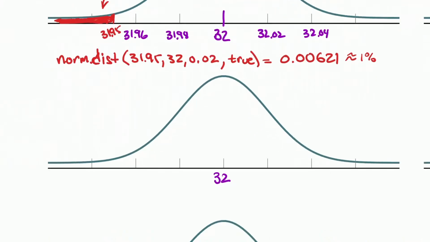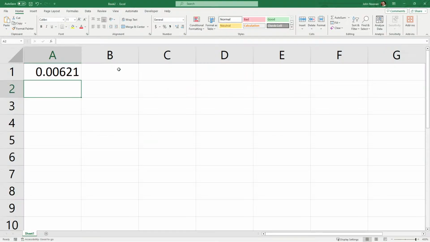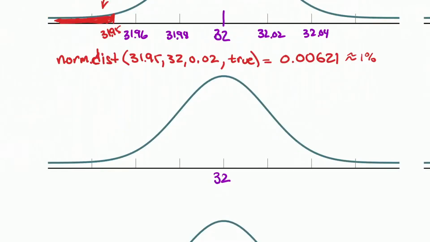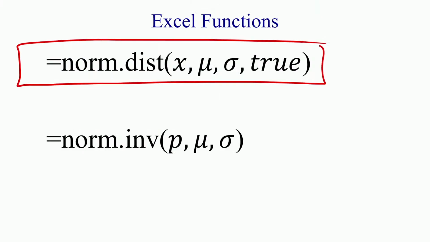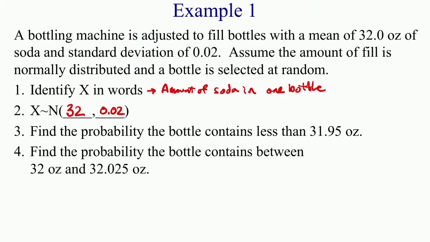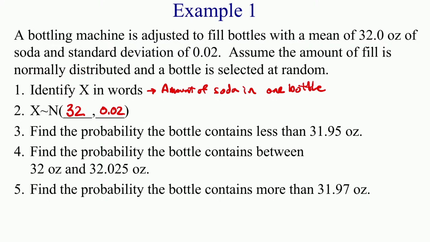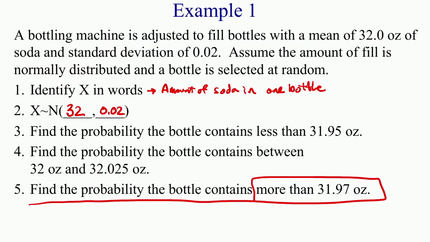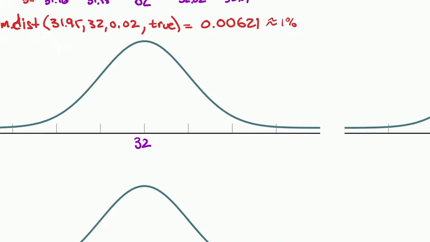All right, let's try another one of these. Problem 2 from this particular example is right here. Or I guess it's problem 4. I don't like problem 4. Let's go on to problem 5 just for a minute. 31.97. It says find the probability that the bottle contains more than 31.97. So let's go back to our picture, more than 31.97.